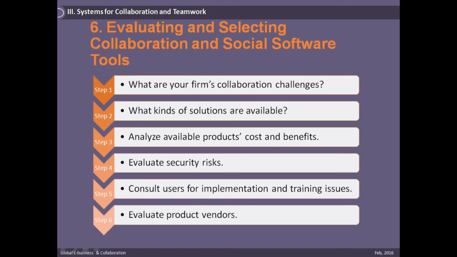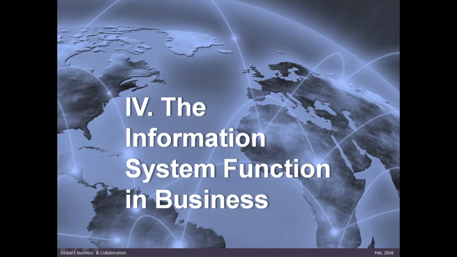In step 3, we continue analyzing available product costs and benefits, and we evaluate the risks of the products we choose in step 4. In step 5, we consult users for implementation and training issues. And the last step, we evaluate product vendors. And that's the end of my presentation.